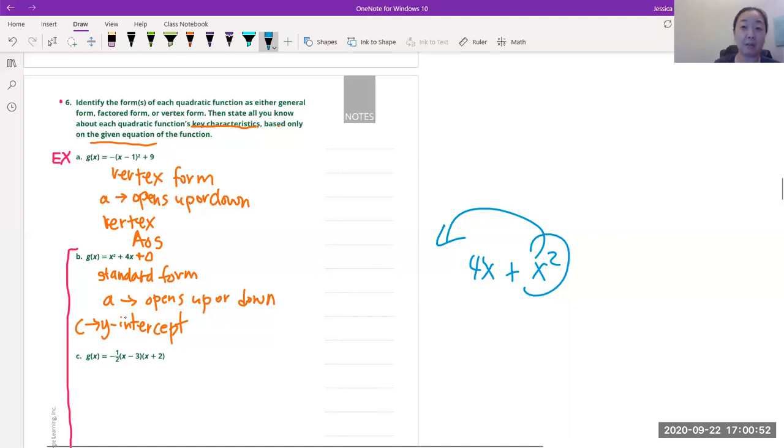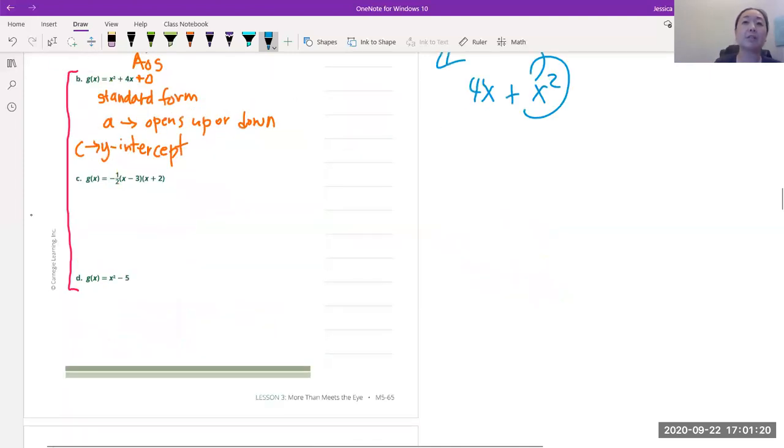For all of them, we should know the A, and that tells us the concavity, whether it opens up or opens down. And the C tells us the y-intercept. Remember, when X is 0, whatever's left is the y-intercept. In this case, it is 0 because there's actually nothing there. It can't be 1, because then that changes the value. It's plus 0.